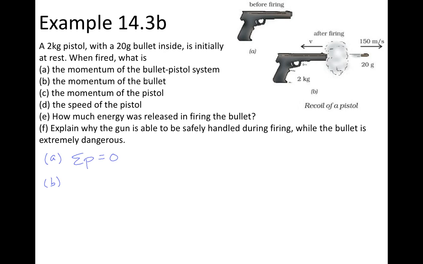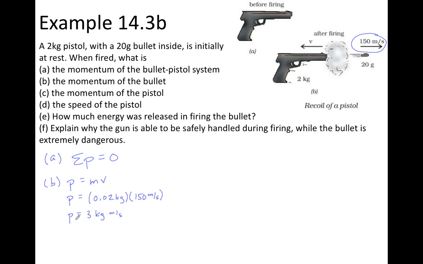What's the momentum of the bullet after it is fired? Well, this is pretty straightforward. Momentum is mass times velocity, and the mass is given as 20 grams, but we want to make sure that we're in consistent units. So 20 grams is 0.02 kilograms. And you can see in the graphic that the speed of the bullet after firing is 150 meters per second. Multiply those two together, and you end up getting 3 kilogram meters per second.